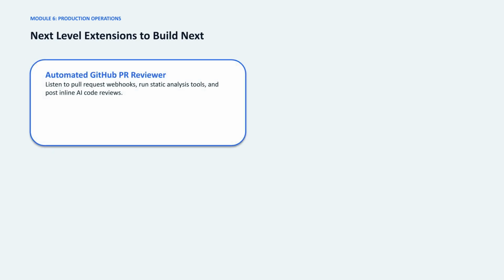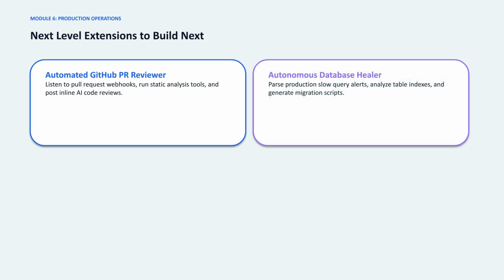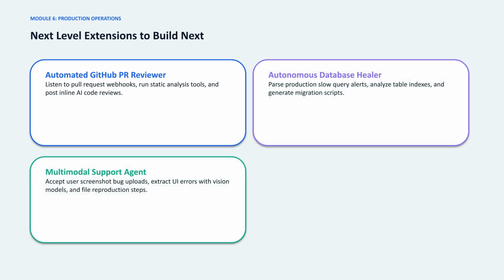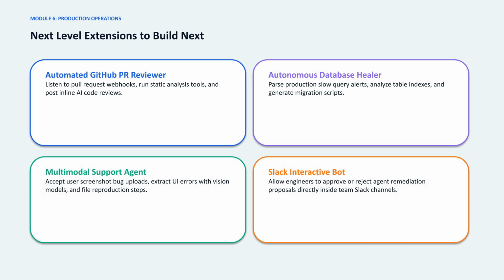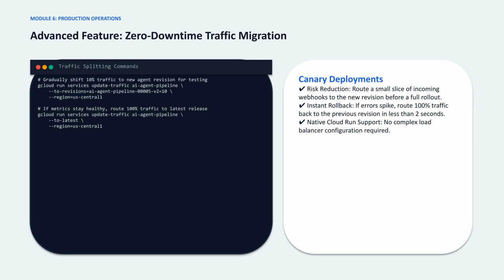Explore building automated PR reviewers, autonomous database healers, multimodal support agents, or interactive bots that allow for human-in-the-loop approvals via platforms like Slack. For advanced production operations, utilize canary deployments. This approach lets you safely shift a small percentage of traffic to a new revision for testing, providing a native, zero-downtime way to roll out updates and perform instant rollbacks.